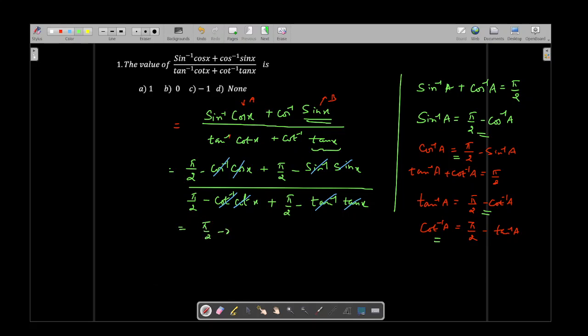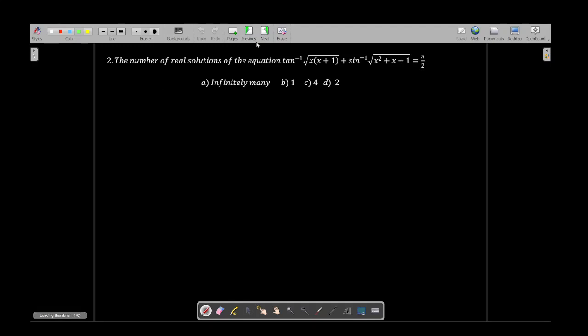pi by 2 minus x plus pi by 2 minus x. In the denominator also we have the same thing, pi by 2 minus x plus pi by 2 minus x, and we can cancel these two. So the answer is 1. Let's move on to the next problem.